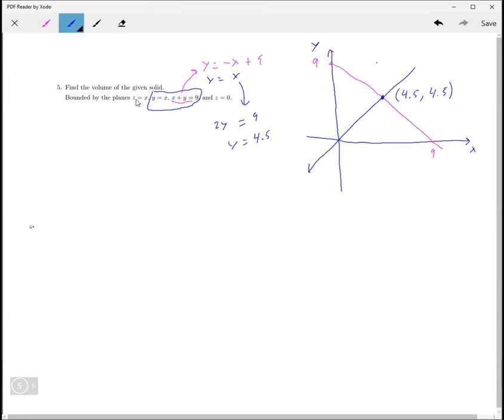Okay. z equals 0 would be like the xy plane, right? And then z equals x would intersect the x-axis, because z is 0. Wait a minute, no. I'm sorry, it intersects the y-axis. Okay, so let me see if I can give you an idea of what this looks like. Or actually, wait, no, that's the z.